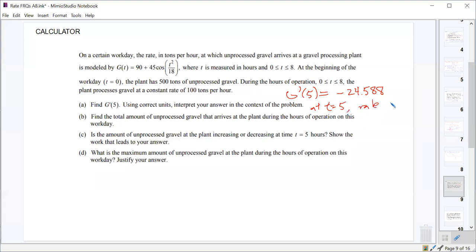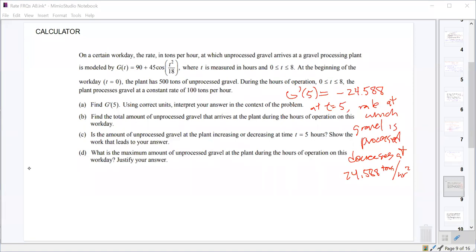the rate at which the gravel is processed decreases at 24.588 tons per hour or tons per hour squared. And this was 1 point for the number, 1 point for the explanation with the correct units.